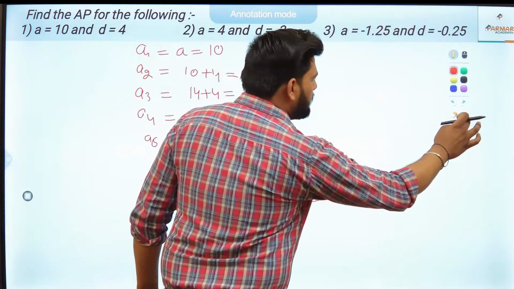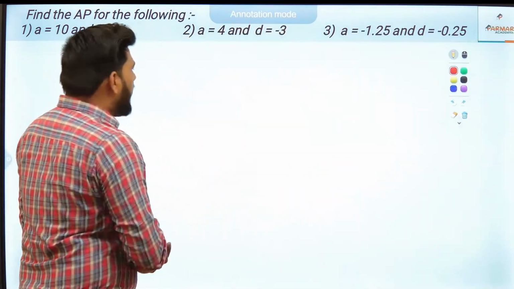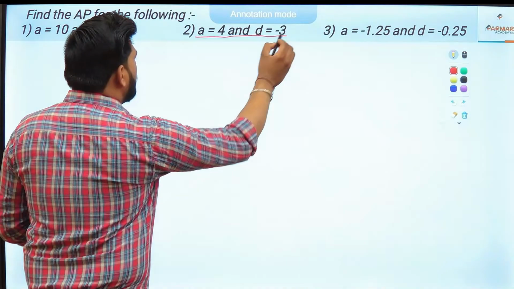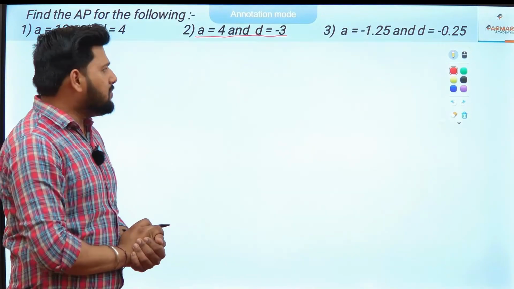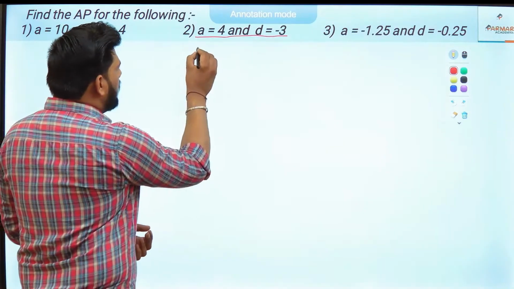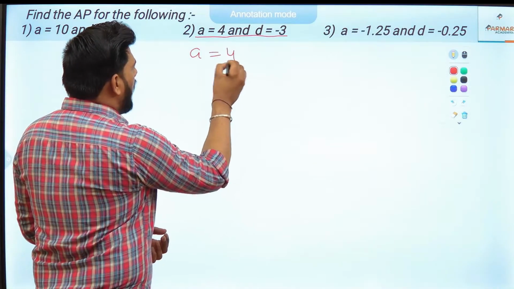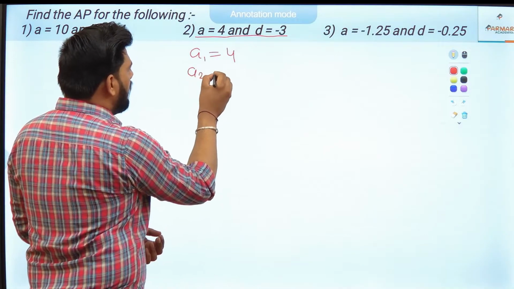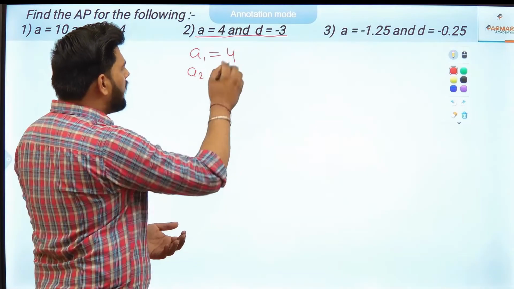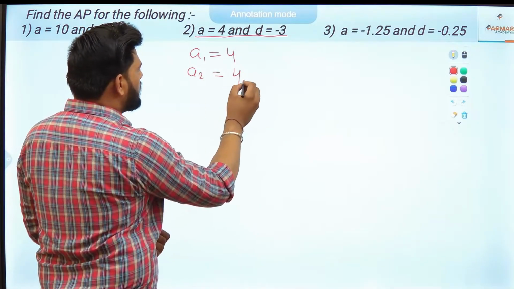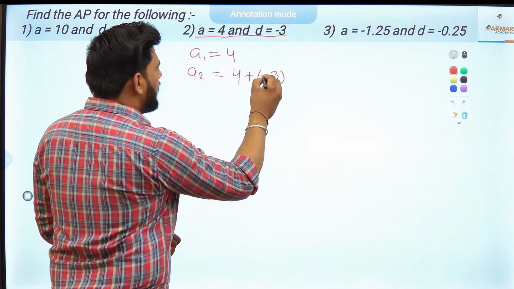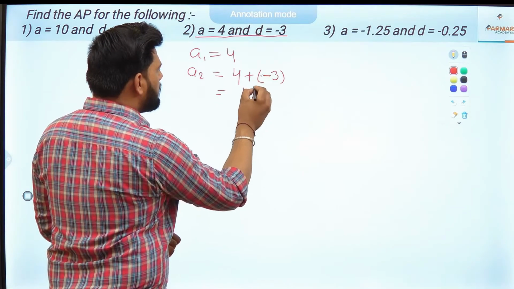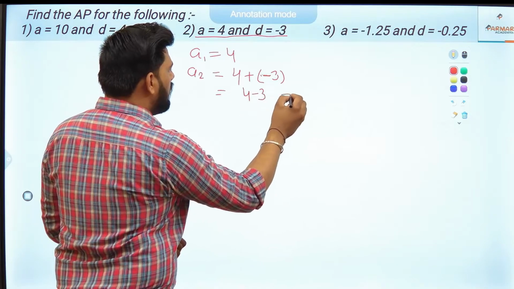The next is the second question. Again, the first term A is 4, and the common difference is minus 3. The first term is 4. How to find the second term? We simply add the common difference to the previous term. To the first term, we add minus 3, that is 4 plus minus 3, which is equal to 1.